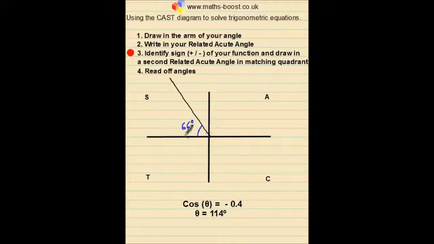We identify the sign of the function in this quadrant. Now, it's cos that we're dealing with, and this CAST diagram tells us it's only sine that's positive in this quadrant. So we know our cos function is negative. Now we need to find the matching quadrant where cos is also negative, and that's this quadrant here, since cos would be positive here and positive here. And we draw in a second related acute angle in this matching quadrant, remembering it's always measured from the nearest x-axis.